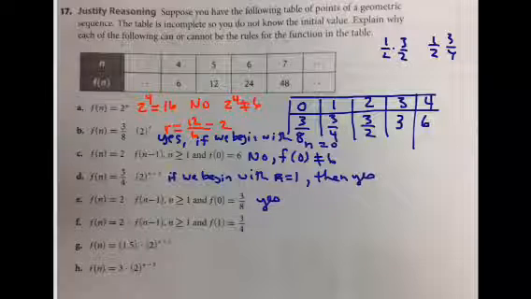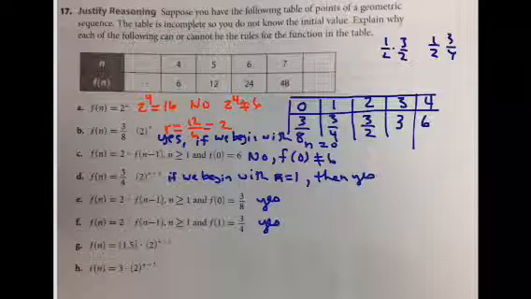For letter F, we have f of 1 is 3/4. Again, if we begin on n is 1, we could ignore this part for now, because again, we don't know. This is just dot, dot, dot. But here, if we assume that we start with the first one, which is this one, then F would be true.